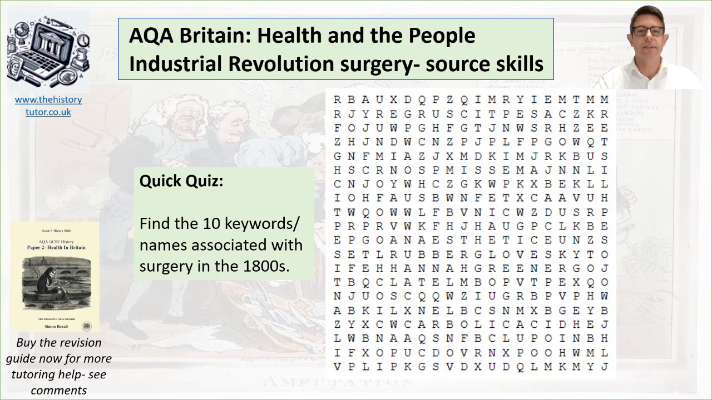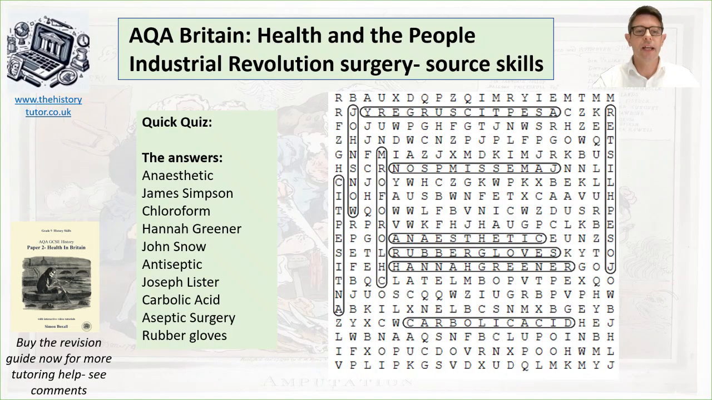Let's go to a quick quiz now to test our knowledge on Industrial Revolution surgery. So here is a word search. See if you can find 10 words associated with surgery in the 1800s. And as you can see in the revision guide, you can make a note of them and see if you can define the keywords and or say why they're important. Pause me now and give it a go.